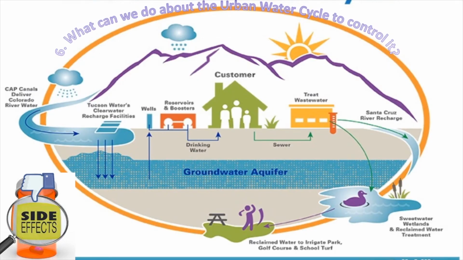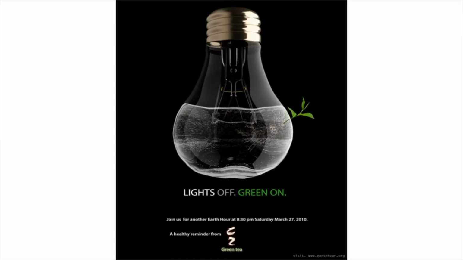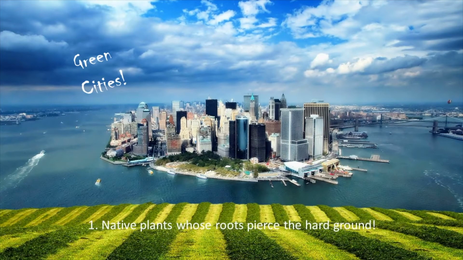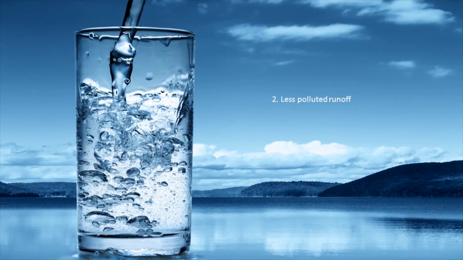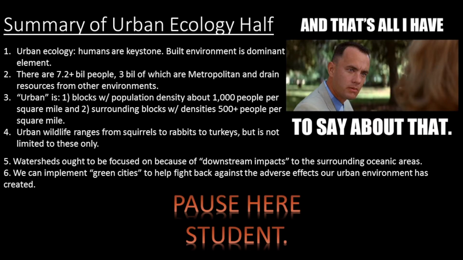6. What ideas can we implement to battle the adverse effects of the urban water cycle? Well, what you need to know for the final is, we can implement green cities which ensure plants can reach the ground, create less polluted runoff, and focus a great deal of attention on wetland treatment. Bam, impromptu summary.